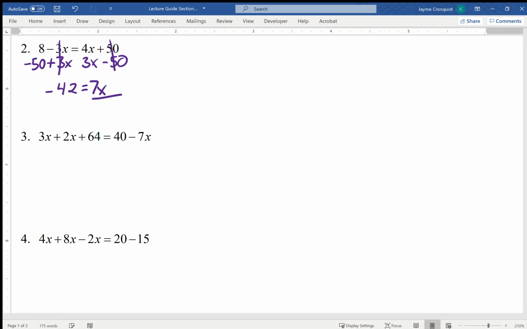Now I have to isolate the x by dividing both sides by 7. So I get a negative 6 is x. Again, I don't box it until I check it.